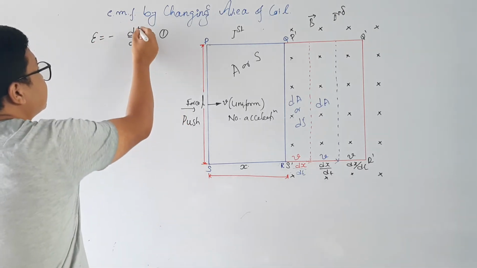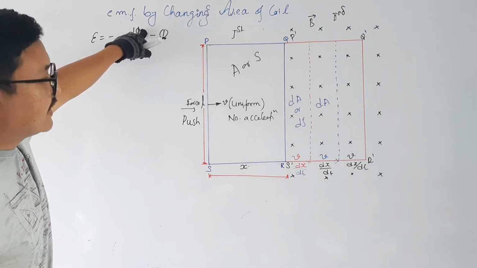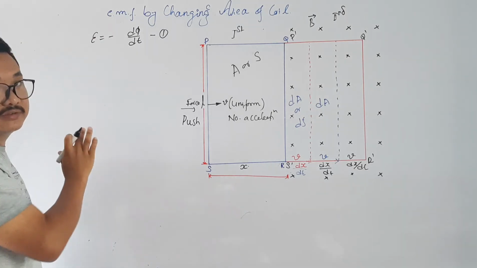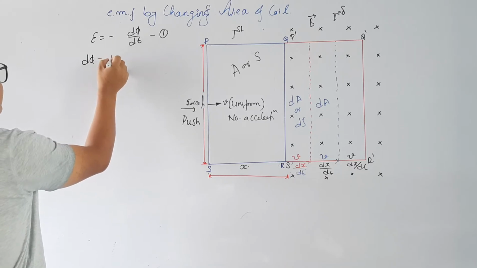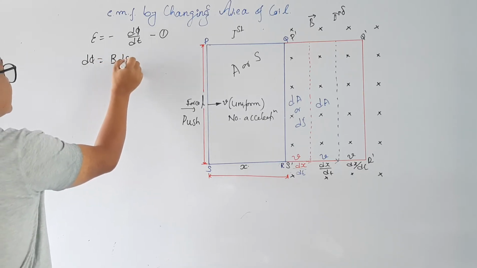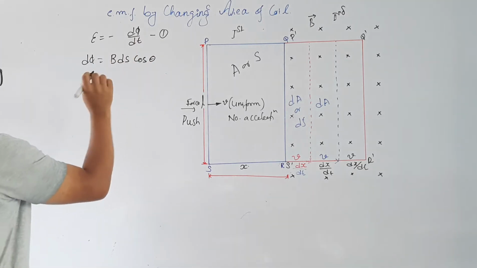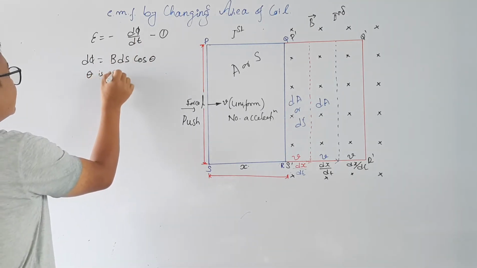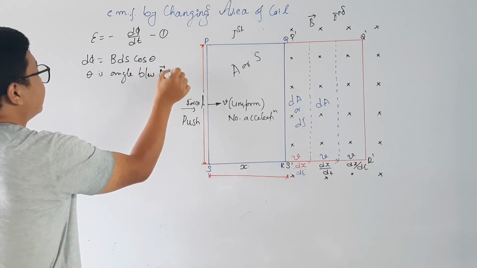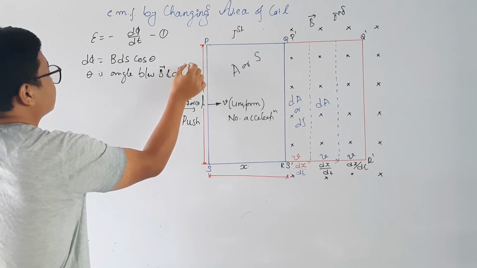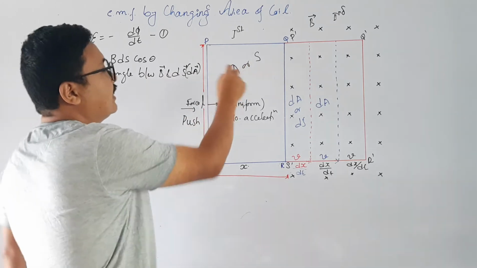Now I want to find the equation for this d phi, I mean flux, so that I can find the equation of EMF. We know that the flux d phi is equal to B dS cos theta. So what is theta? This theta is the angle between the B vector and the dS vector, or we will write dA vector. S or A both are the same.